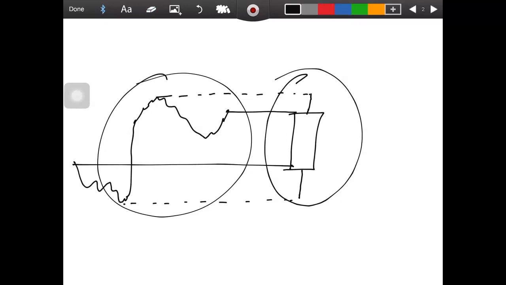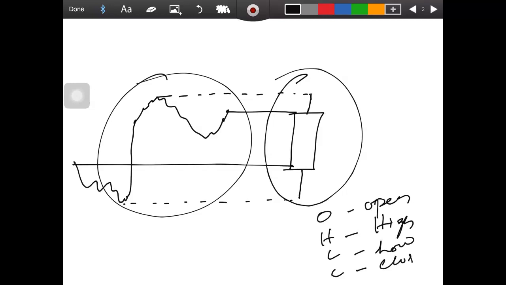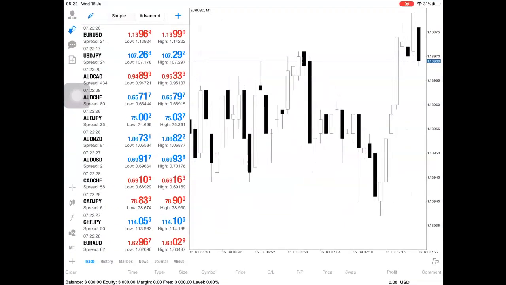Let's do it this way. OHLC. O is for open price. H is for high price. L is for lowest price, and then C is for close price. H is the highest price, L is the lowest price. And that is exactly what is showing here.